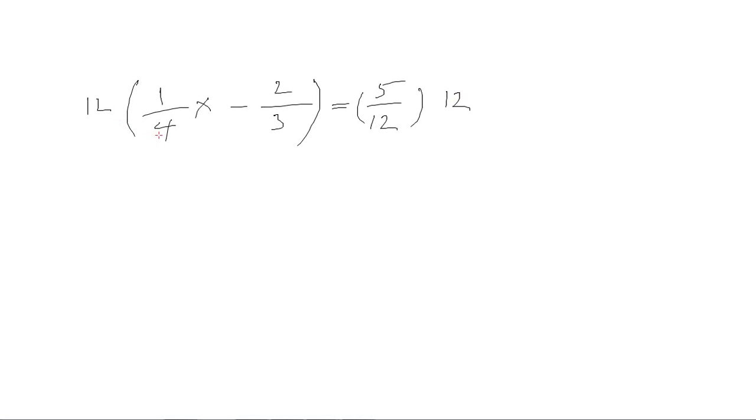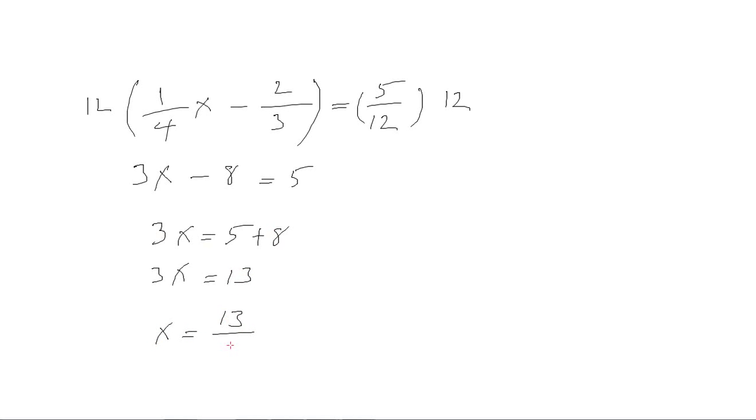Twelve over 4 is 3. So 3 times 1 is 3x minus, 12 over 3 is 4. So 4 times negative 2 gives me negative 8 equals 12 cancels 12 equals 5. And this becomes an ordinary linear equation, and you can easily solve it. So you get 3x equals 5 plus 8. So 3x equals 13, which means x is 13 over 3.